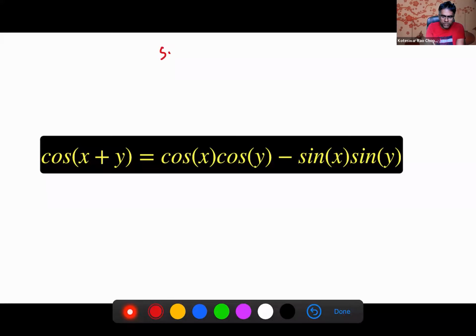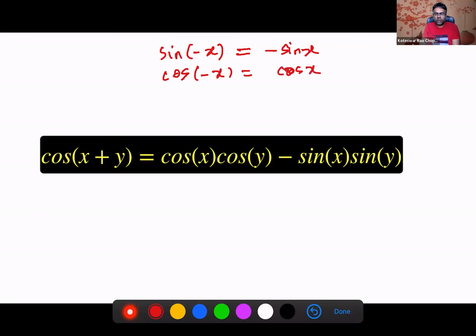If the input becomes negative, sine of minus x, we saw this to be minus sine x, and for the cos function, if you supply minus x, it is as good as supplying just positive x. I hope you remember these two. Together with these two results, we should be able to derive cos of x plus y is equal to cos x into cos y minus sin x into sin y.